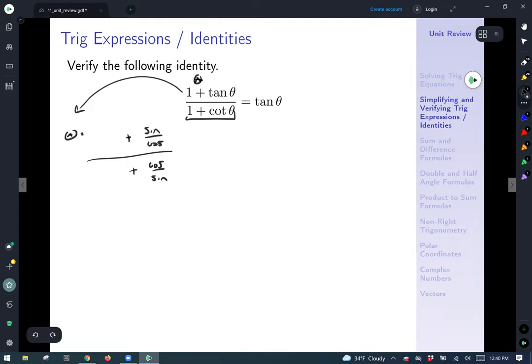And if I'm going to add these to those ones, I need to get common denominators. So for the one on the top, I'm going to make it cosine over cosine, just preparing to add these things together. For the one on the bottom, I'm going to make it sine over sine. Once I have done that, I can then add these things together. So on top, I'm going to have cosine plus sine over cosine squared. No, that's not how you add fractions. You just leave the bottom alone, don't you? Combine the tops, leave the denominator the same, over cosine. And then on the denominator, I'm going to have sine plus cosine over sine.